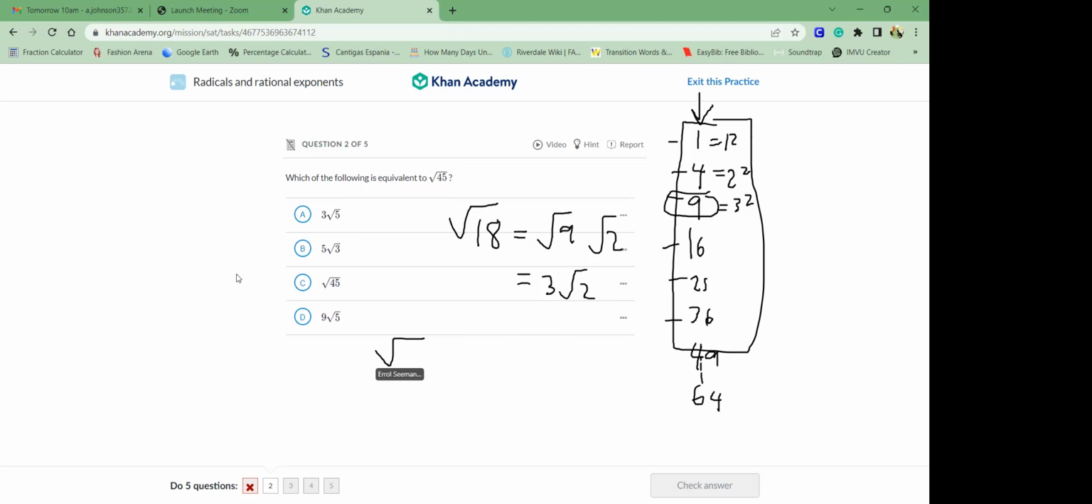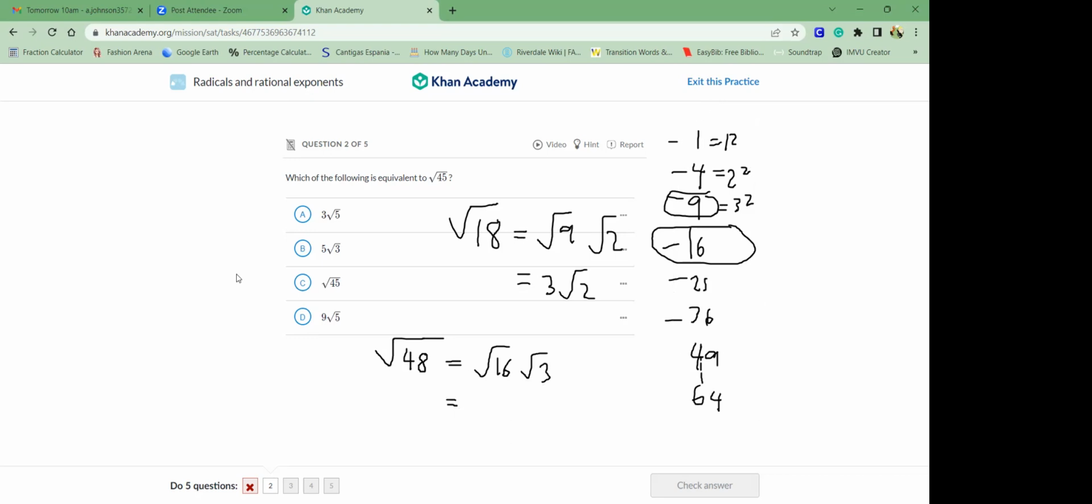What about root 48? What's the biggest perfect square that goes into 48? 16, right? Root 16 times root 3. What's the next line? What's root of 16? 4 root 3? There you go. Exactly. Simplify. That one would be 4 root 3. You cannot simplify root 3, but you can simplify root 16.